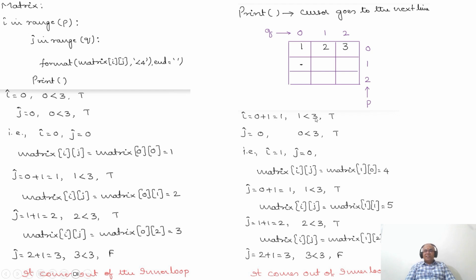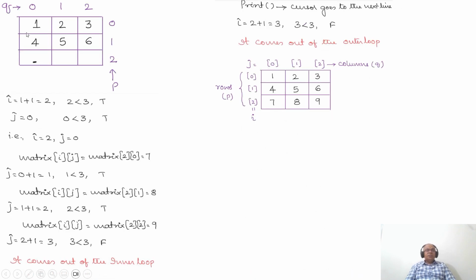Then again i is incremented to 1. 0 plus 1 it becomes 1. 1 is less than 3 because the range is 3. The condition is true. So j is equal to 0. 0 is less than 3. Condition is true. So i is equal to 1, j is equal to 0. Matrix i j, what happens? 1, 0 becomes 4. Similarly, j will become 1. 1 is less than 3. Condition is true. So matrix of 1, 1 is 5. j is equal to 1 plus 1, it becomes 2. 2 is less than 3. Condition is true. So matrix of 1, 2 will be equal to 6. So j is equal to 2 plus 1, it becomes 3. 3 is less than 3? Condition is false. It comes out of the inner loop. So in the second row, you get 4, 5, 6. And since you have the print function, it goes to the next line.